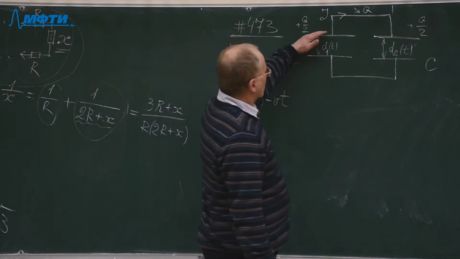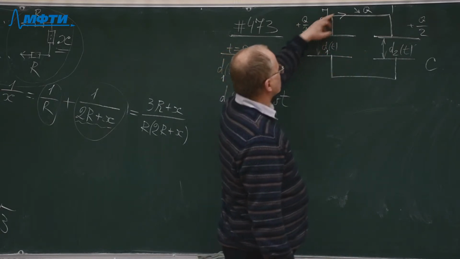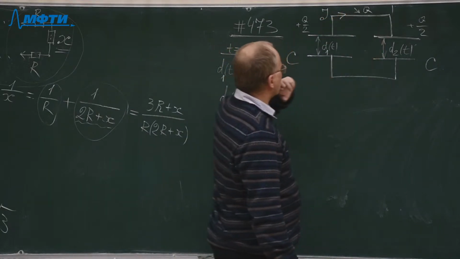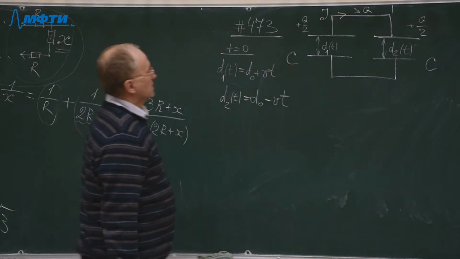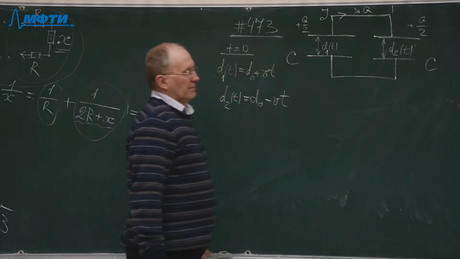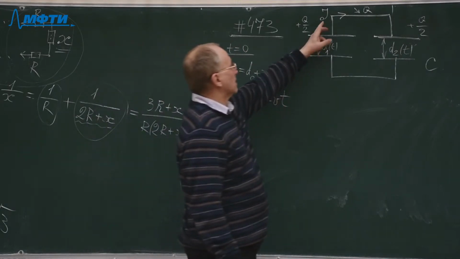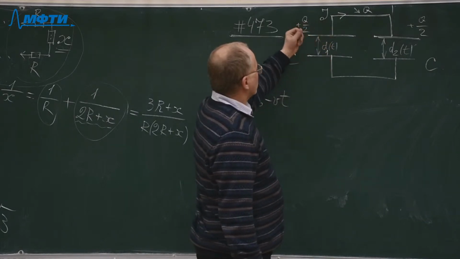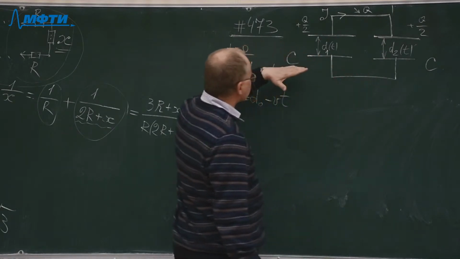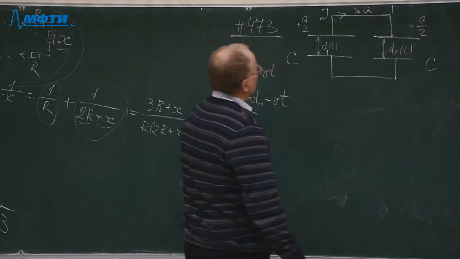While the plates of the capacitors move, there should be some current flowing in this wire. Why? Because first of all, we have to identify the problem. We have to investigate or analyze why there should be a current. Why? Because the charges on each capacitor will change, and also the capacitances of each capacitor will change.